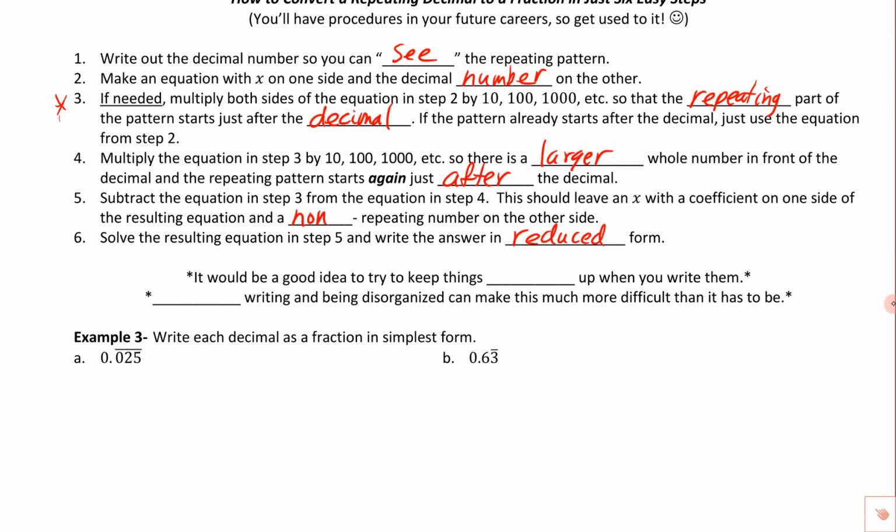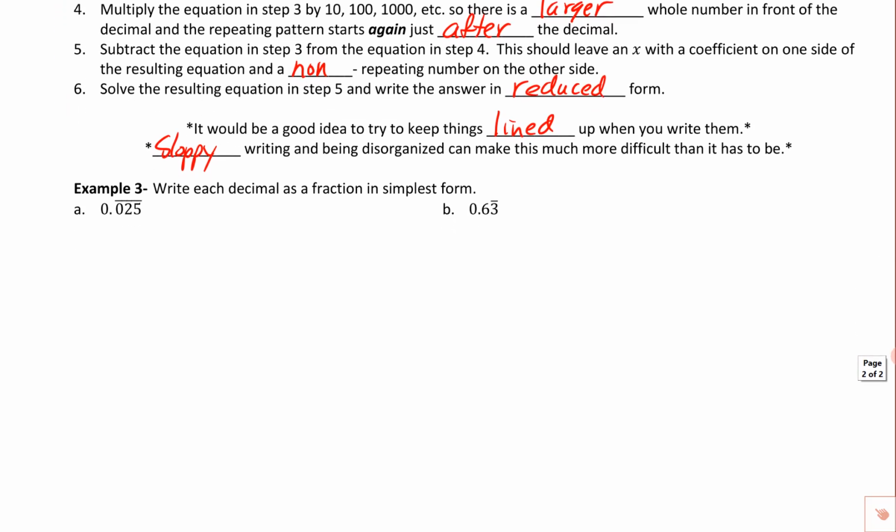Okay? Now, what's going to help here is it's a great idea if you keep things lined up. You get really messed up with decimals if they're not lined up, so please make sure you keep things lined up when you write them down. And if you're a sloppy writer like I am, try and clean it up a little bit. This is a complicated enough procedure without making it more difficult by having really sloppy writing and having it tough to tell what you've written down on your paper.